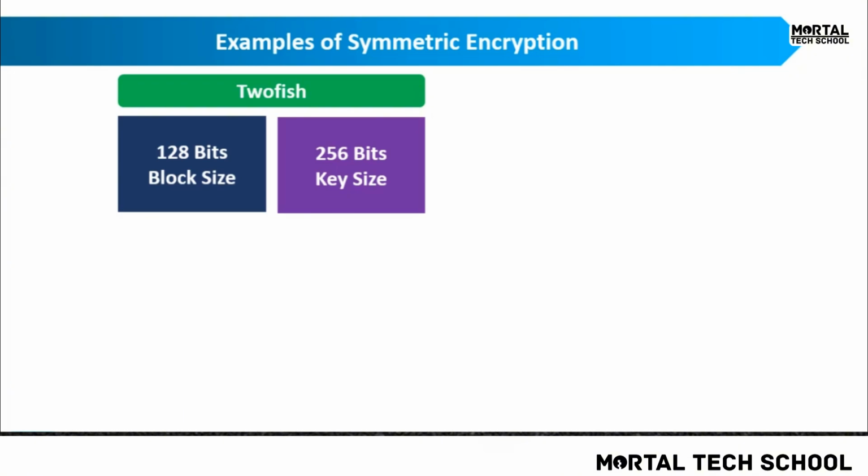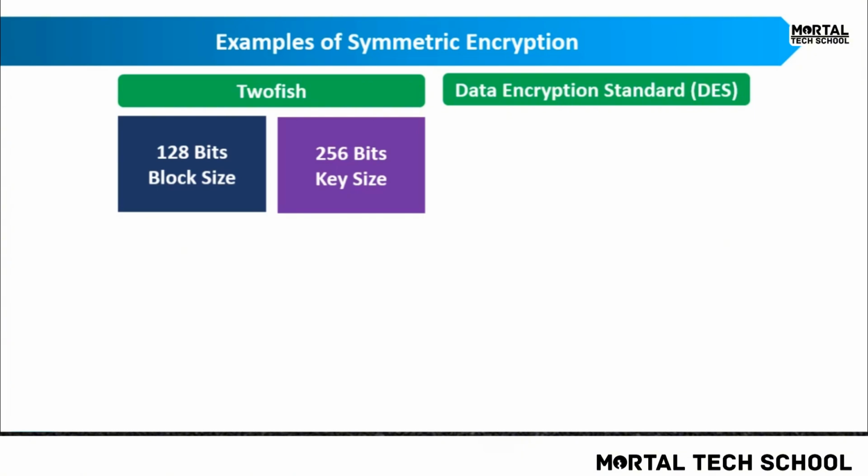If we dive deep into the algorithms of each and every example, you will get confused. So what we are trying to tell you here is that at a time, 128 bits of data will get encrypted in one block using a key of 256 bits.